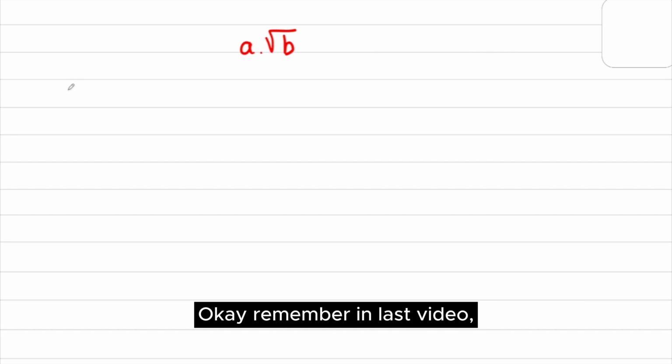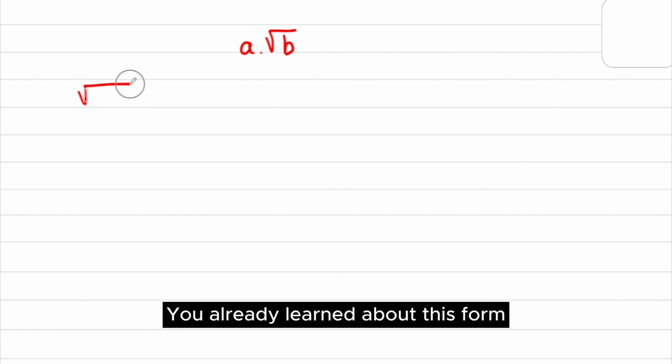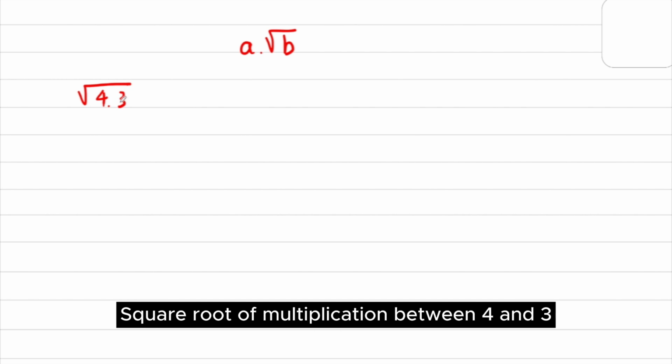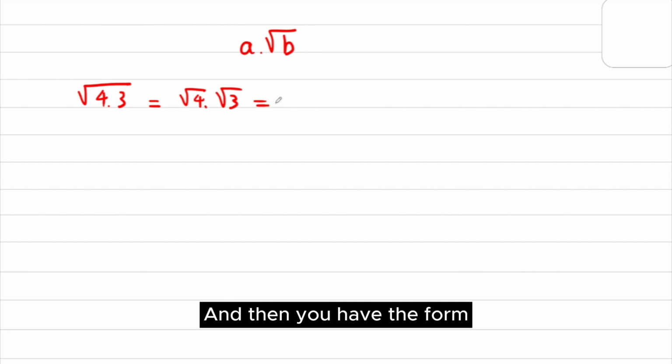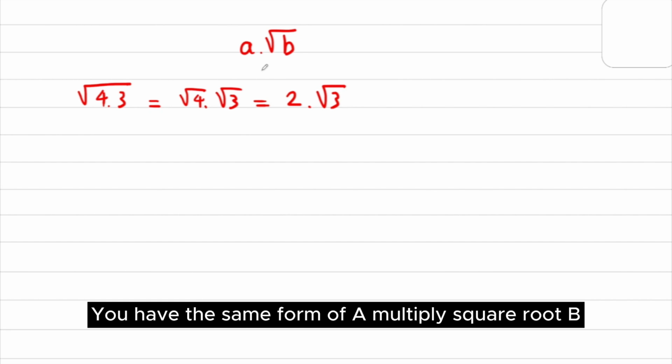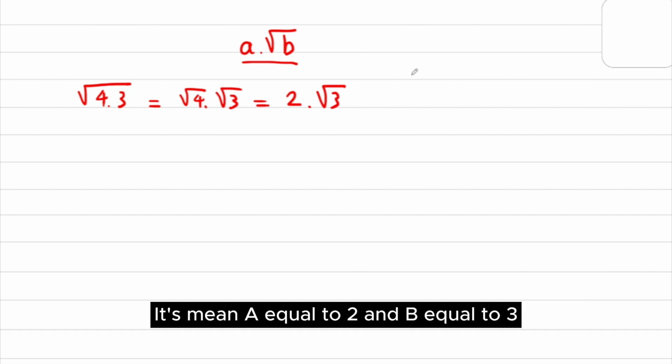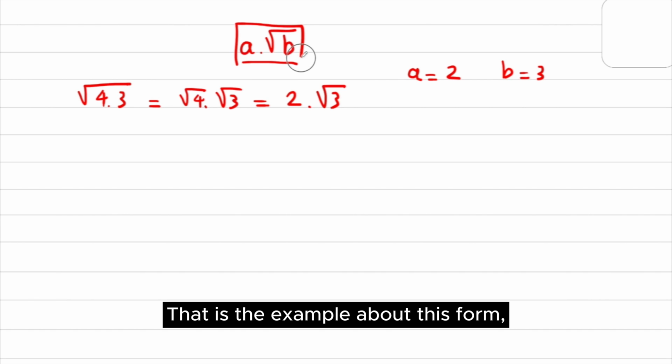Remember in the last video, you already learned about this form, square root of multiplication between 4 and 3. And then you can separate it like this, and you have the form of 2 times square root of 3. So 2 times square root of 3 has the same form as a multiply square root b. It means a equals 2 and b equals 3. That is the example of this form.